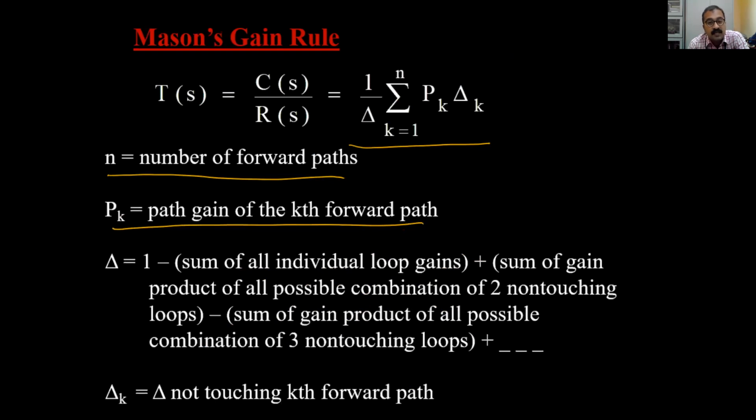What is delta? Delta means 1 minus the sum of all individual loop gains, plus the sum of the gain products of all possible combinations of two non-touching loops, and so on. And finally, delta k is nothing but the delta that does not touch the kth forward path.